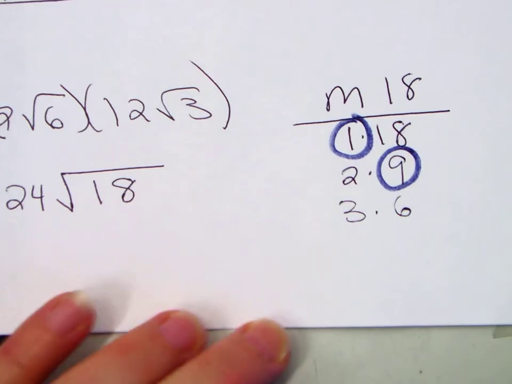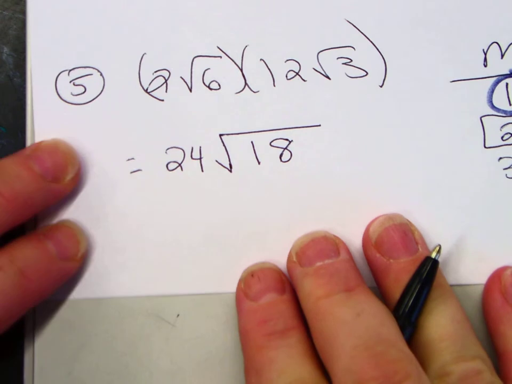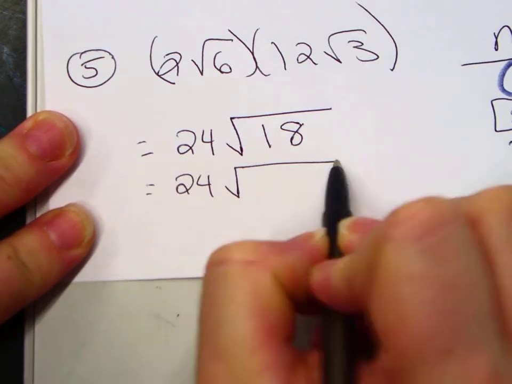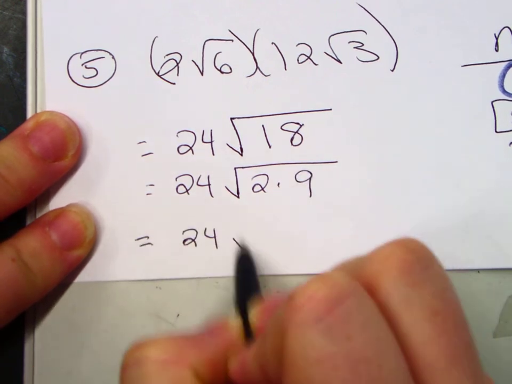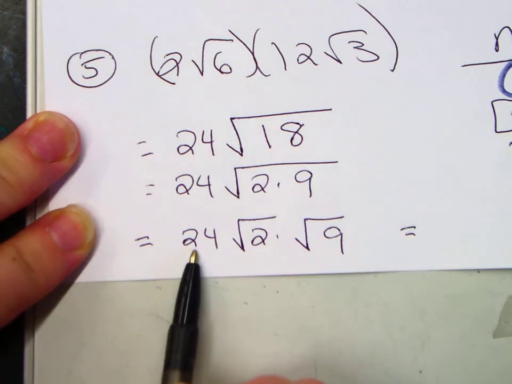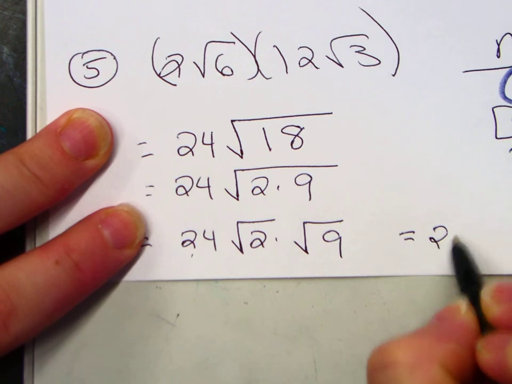All right, which one's bigger than 9? So we're going to replace our 18 with 2 times 9. Okay? So 24, 2 times 9. Break it up into its own little house. Now, can I do anything to 24? No. So I rewrite 24.